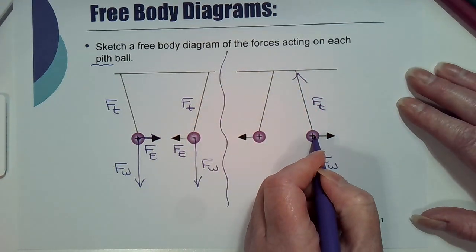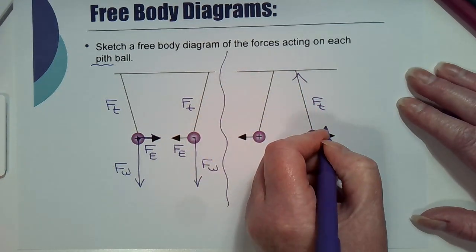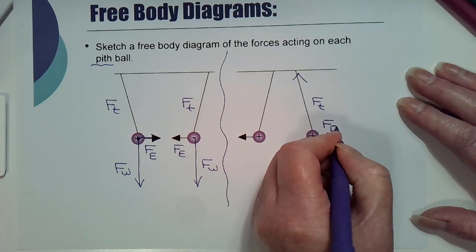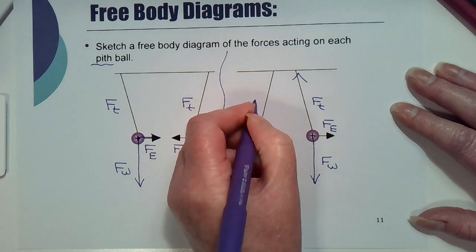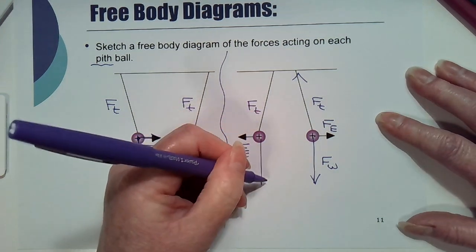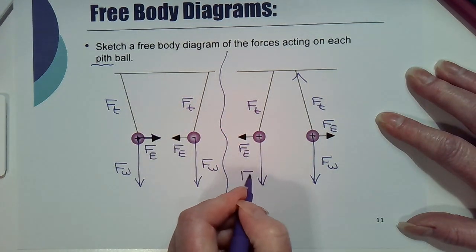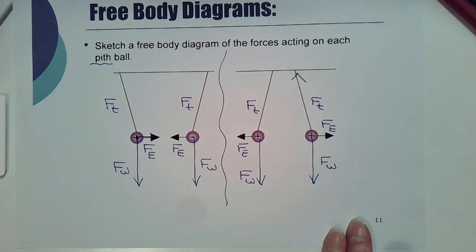Oh, but he is repelled from this positive guy. So the electric force points this way now. So you have to sometimes figure out which way the electric force points by deciding whether they are repelled or attracted to each other. All right, I'm going to stop this one so I can do the examples in the next video.